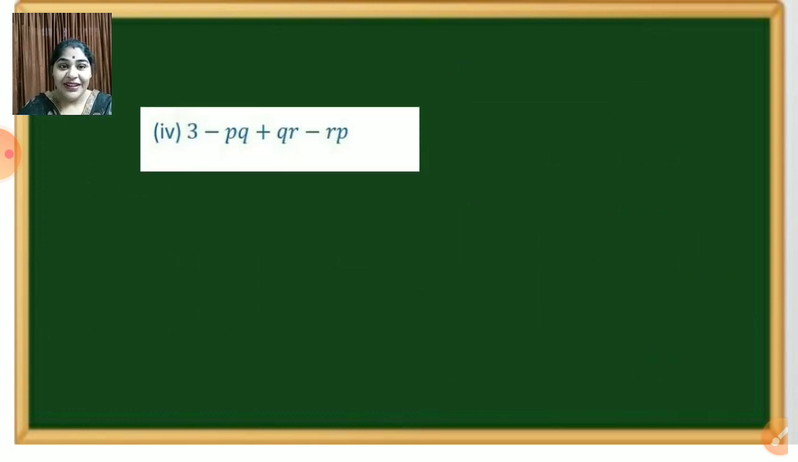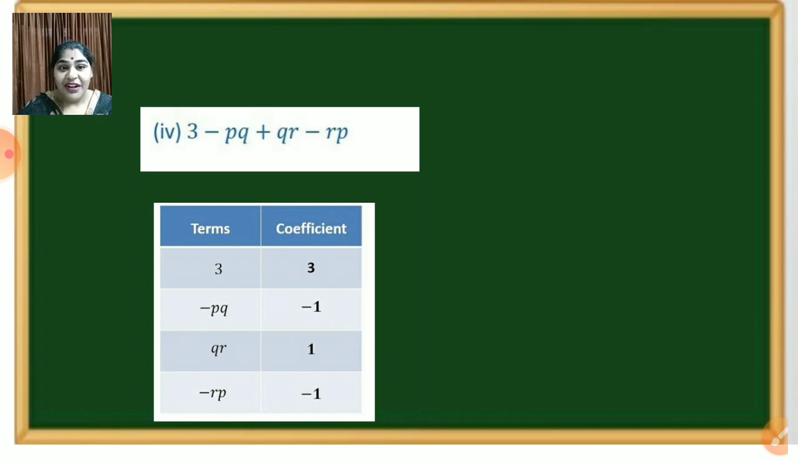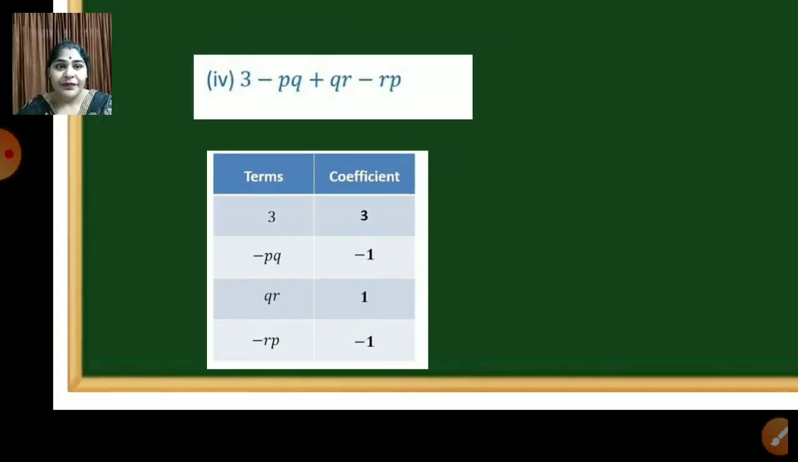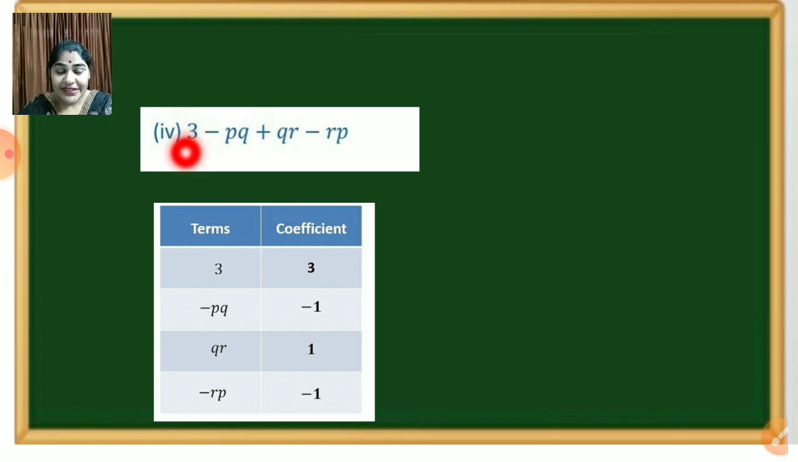Let us proceed to next one, that is fourth one. So there are four terms. You can see the first term is 3, that is a constant. Okay. Next one is negative PQ. Next one is QR, and the last term is negative RP. So you can see here first term is 3 constant. So the coefficient will be 3. Negative PQ will be negative 1. Okay, don't forget to take the negative sign. Negative 1 is the coefficient. QR, it will be 1, positive 1, and negative RP will be again negative 1.